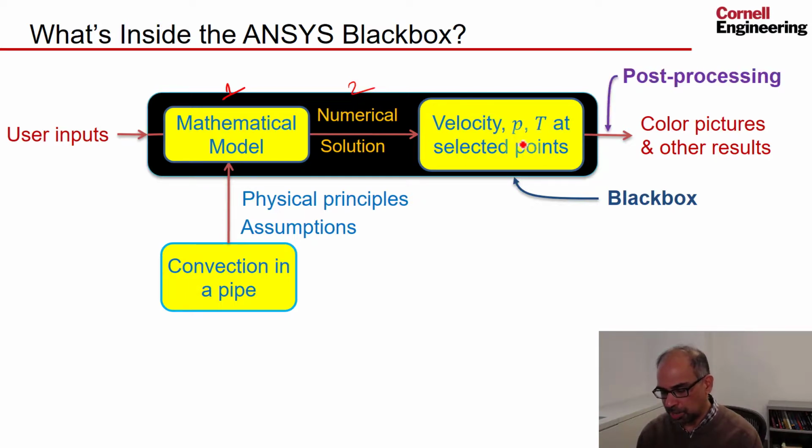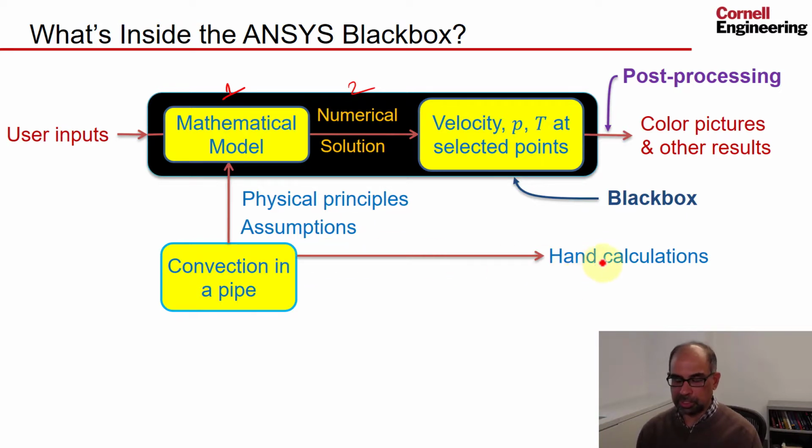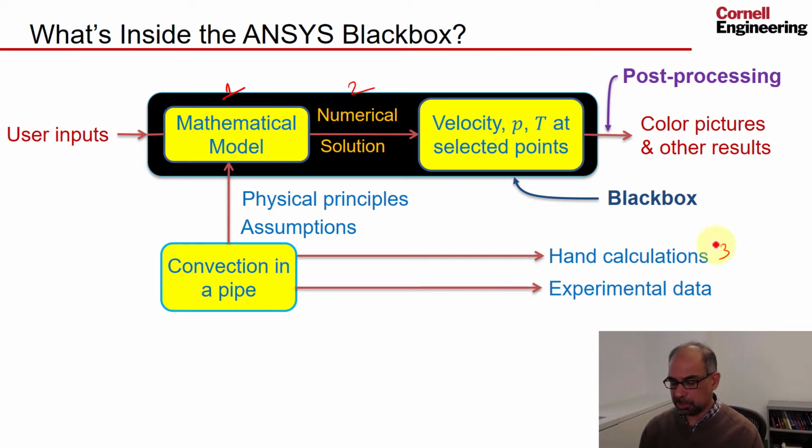And then once we have those velocity, pressure, temperature at selected points, we'll do the post-processing that we'll do in ANSYS. And the third thing I'd like to do is do some hand calculations or indicate some hand calculations that you can do of expected results. And so that's a third thing we'll do. Now in this case, we don't have experimental data, so I won't be looking at that.